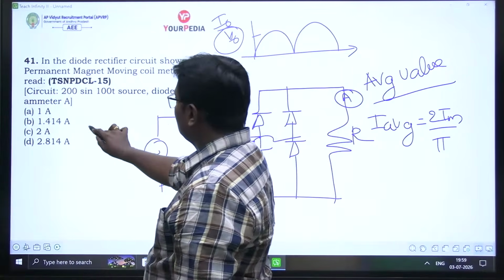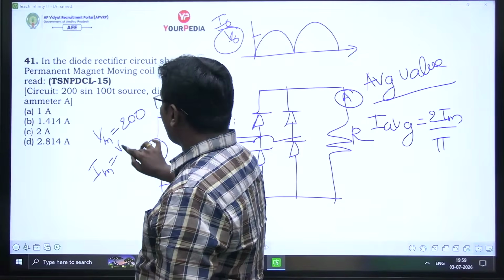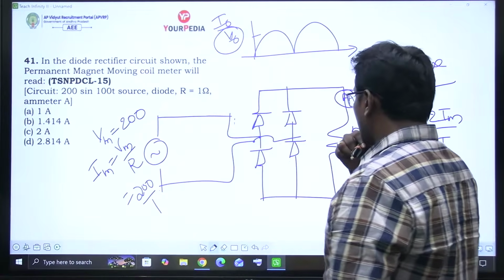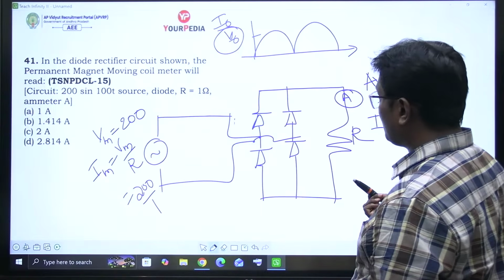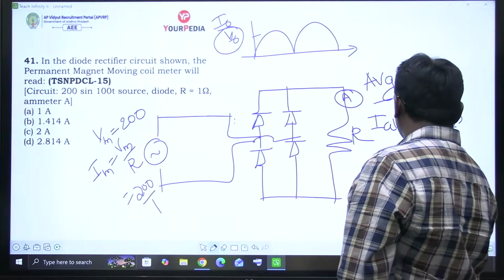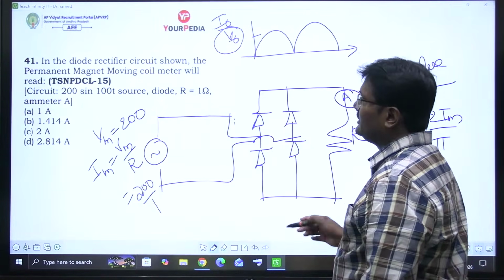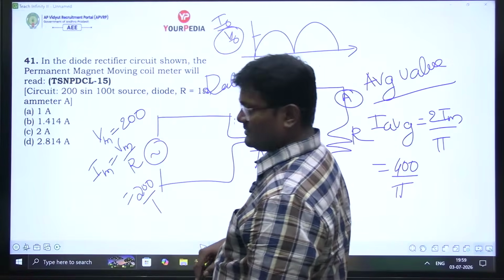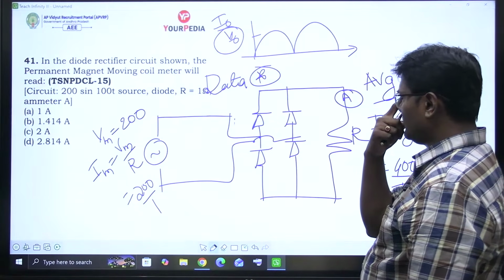So Vmax is 200 and similarly Imax is equal to Vmax by R. So 200 by 1. So is this answer there or not? Okay. 2Im by pi. So some data is missing here. 400 by pi. Okay. Some data is missing in this question. We will see in the next session. So that is not visible. So ammeter A, yes, 200 sin omega t.